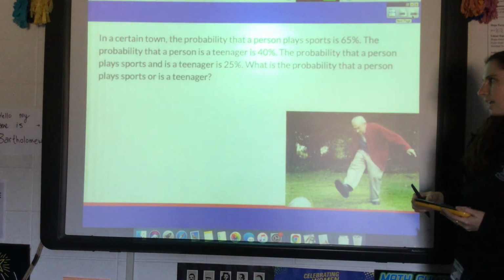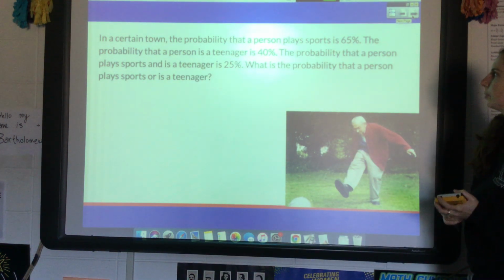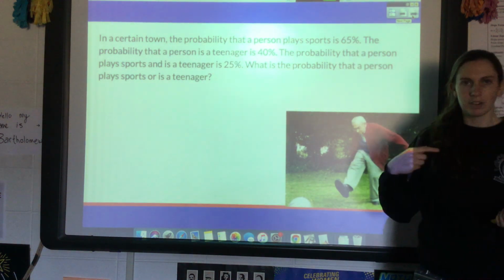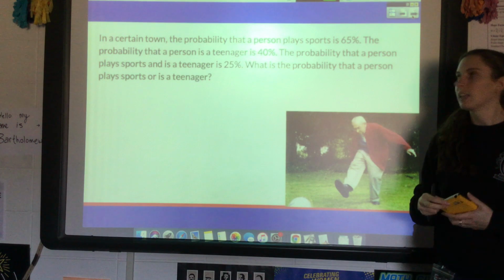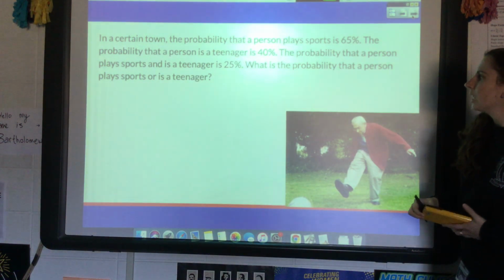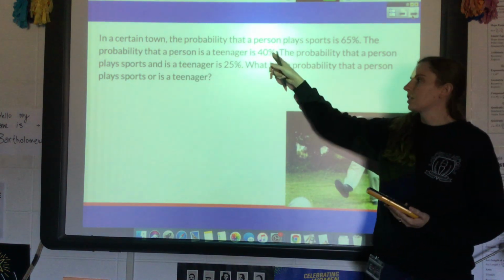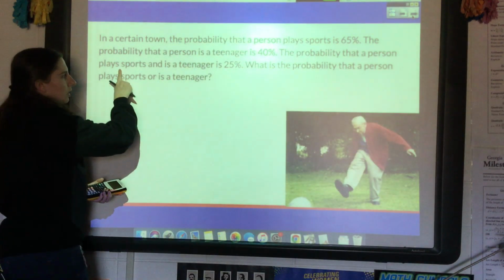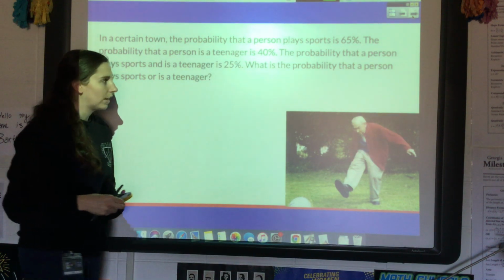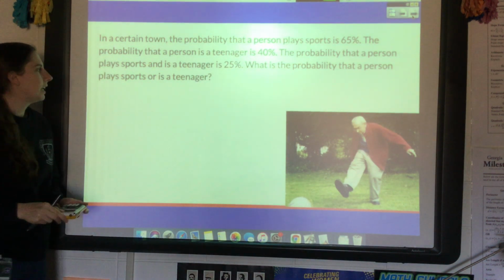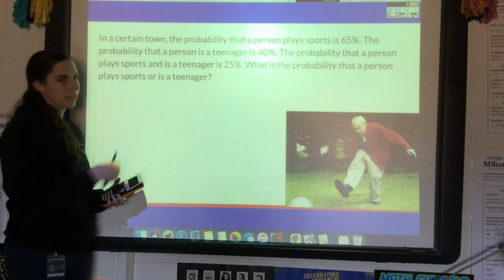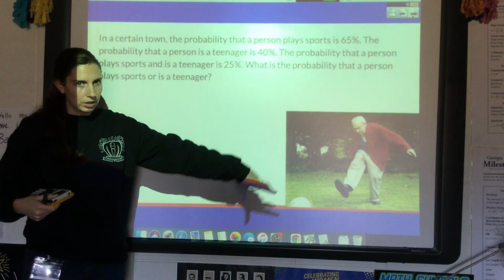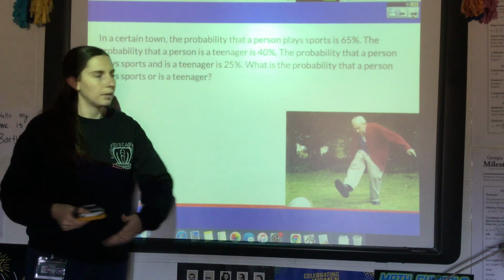Here's another example. Imagine in a certain town, the probability that a person plays a sport is 65%. Like I just pick a person at random and 65% of them play a sport. The probability that they're a teenager is 40%, which feels like a lot of teenagers, but okay. The probability that a person plays a sport and is a teenager is 25%. What's the probability that they play a sport or they're a teenager? So basically combining the people who play sports or the teenagers, we're counting all of them.